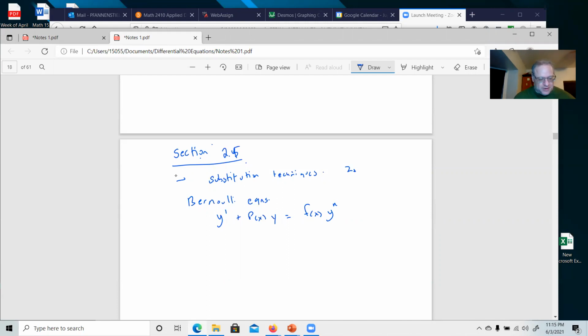What we're going to try to do is make a substitution that's going to turn this into a first order linear. The substitution we're going to use is: let u equal y to the 1 minus n. You can use any letter you'd like here, but I think u is pretty common. Then we're going to get our du, so we have to take the derivative. This is going to be 1 minus n, y to the 1 minus n.